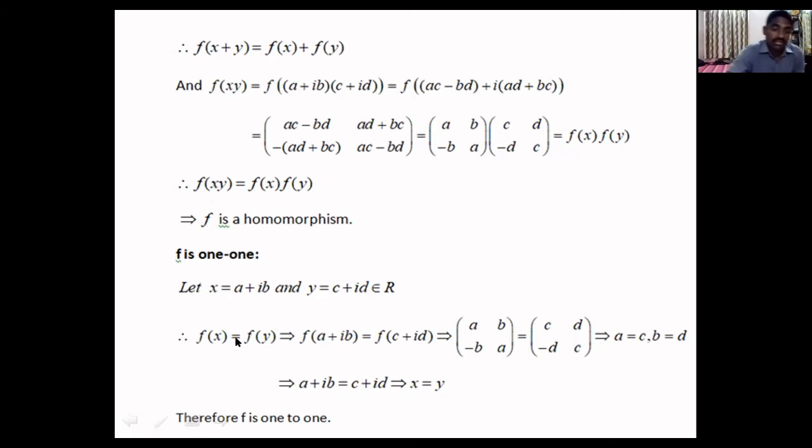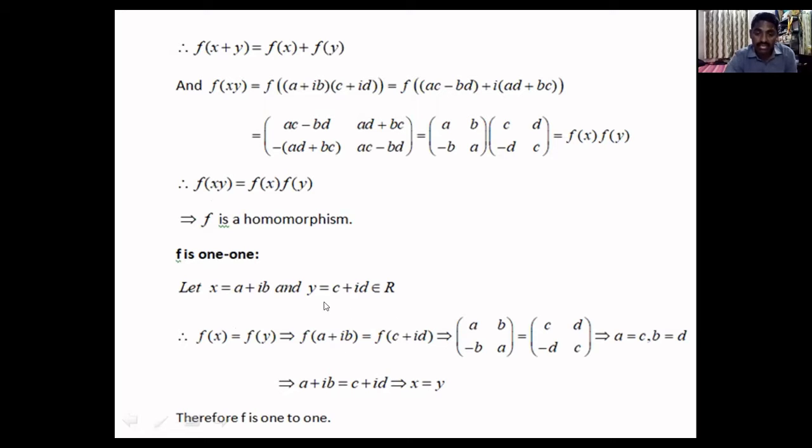f is one-one. Let x = a + ib and y = c + id belong to the ring R. Therefore, f(x) = f(y) implies f(a + ib) = f(c + id).